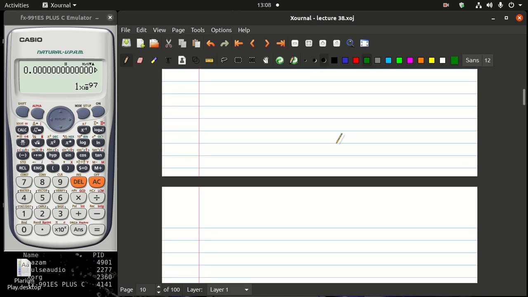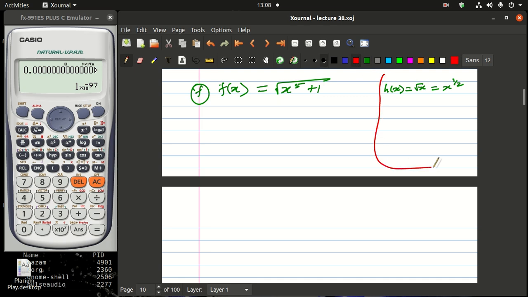Let's go to another function here, which was f. We had f of x equal to the square root of x to the power 5 plus 1. Again, I don't know how to take the derivative of the square root of something. I know how to take it if my h of x was equal to the square root of x, which is the same as x raised to 1 over 2. I know how to take the derivative of this. h prime of x is going to be 1 over 2 times x raised to 1 over 2 minus 1.